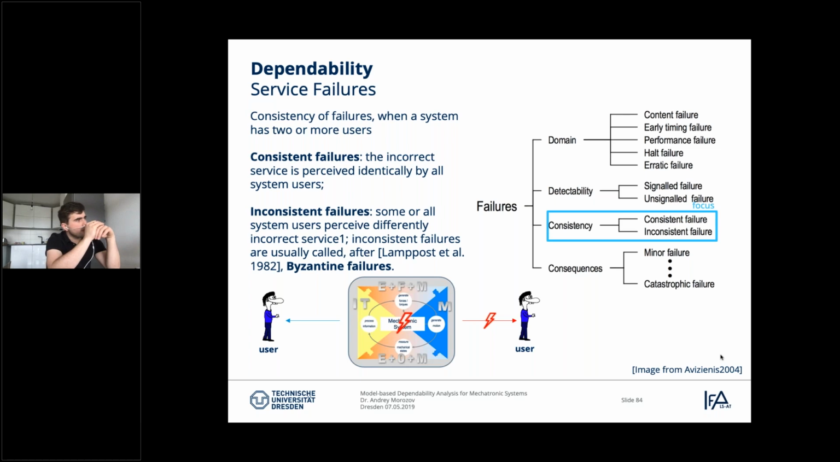So, consistent failure, inconsistent failure. In consistent failures, the incorrect service is perceived identically by all system users. It means that if we deliver the speed to several users and the failure is consistent, all the users will receive erroneous but equally erroneous values. If it is inconsistent, it could be that for some reason we deliver correct information to some users and incorrect information to others.